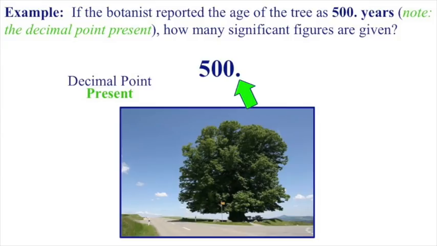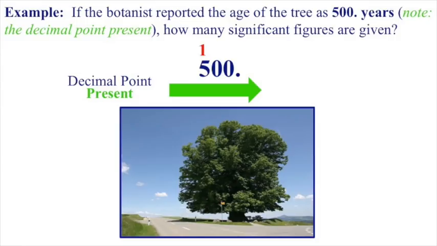It's shown explicitly. Therefore, we use the decimal point present rule. If the decimal point is present, starting from the left, count all numbers including zeros, beginning with the first non-zero number. We'll start inspecting each digit from left to right as shown by the arrow.